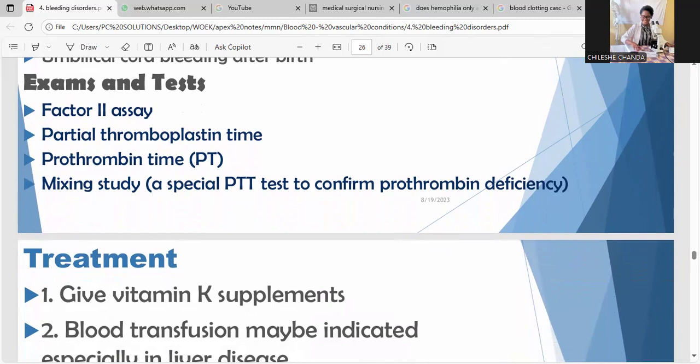What are the exams and tests that you're going to do? You're going to do a factor 2 assay, okay? Partial thromboplastin time, prothrombin time. These are tests where you take the blood to the lab to check how long it takes the blood to clot. Okay. So a mixing study, a special test, is done to confirm prothrombin deficiency. This is done by lab techs in the lab.